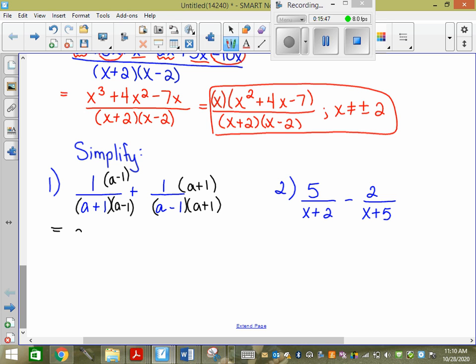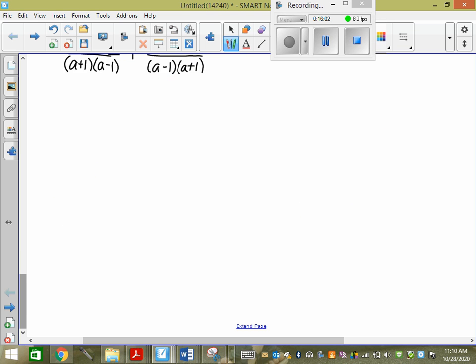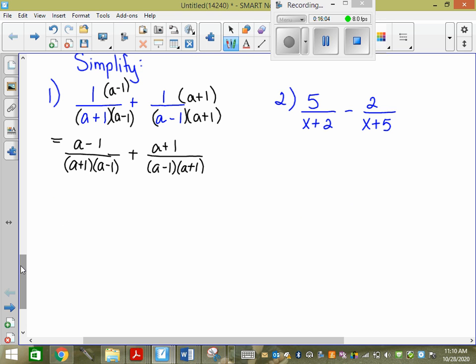So I get A minus 1 when I multiply by 1 over A plus 1, A minus 1, plus A plus 1 over A minus 1, A plus 1. Now you have to make sure you don't cross them off. Some people at this point will be like, look, they match, and cross them off. You just put it on. Don't take it back off.